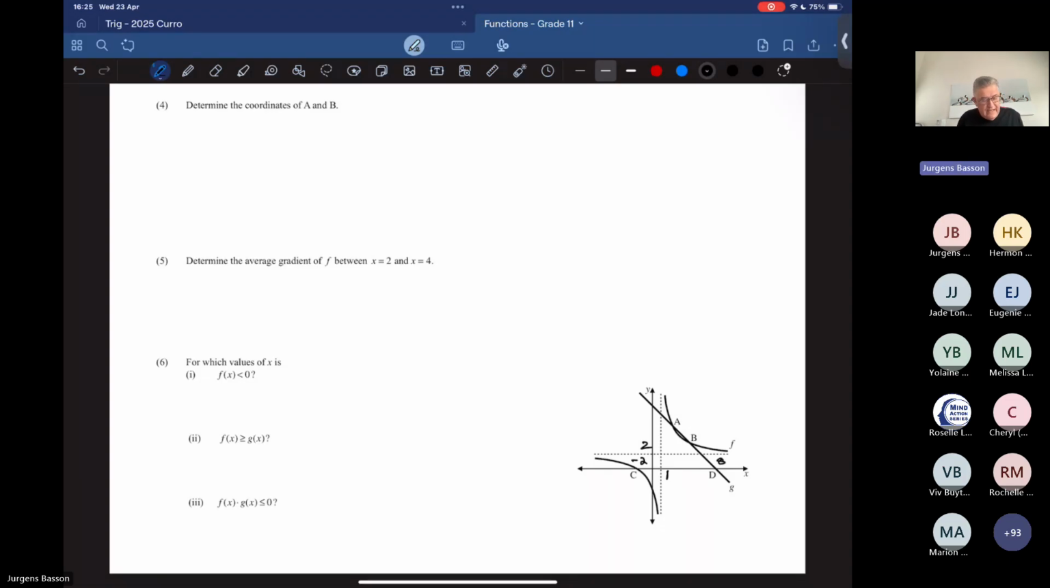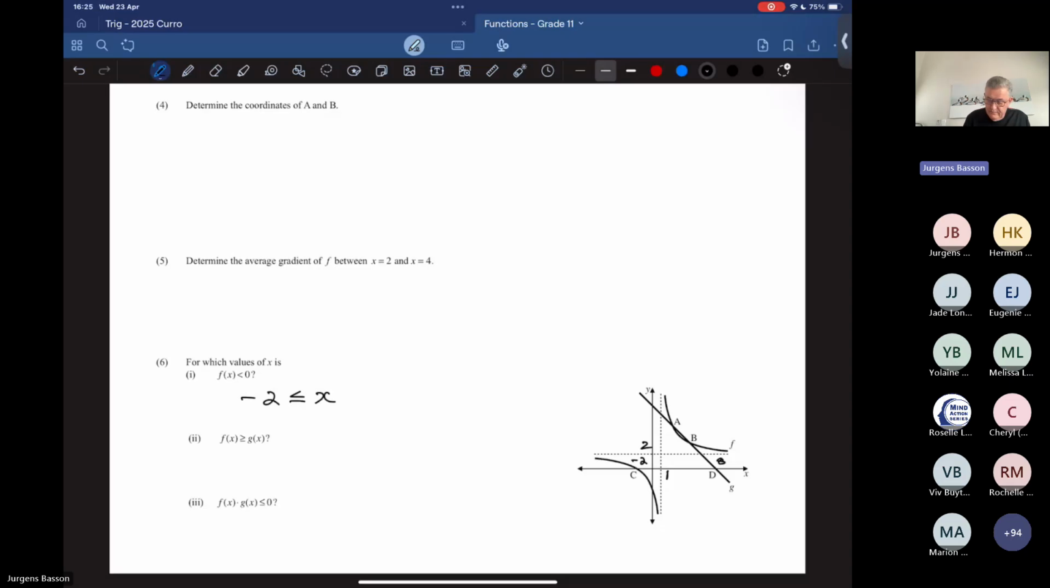The first question is f(x) less than 0. So we look at the hyperbola. And where is the hyperbola less than 0? That means below the x-axis. And you will notice that it only happens at one spot, and it's this spot here. But you notice there is an asymptote. So it is negative from -2 up to 1. This hyperbola is negative. So if we write it down, we will say -2 less than or equal to x.